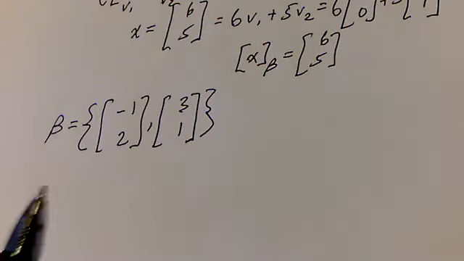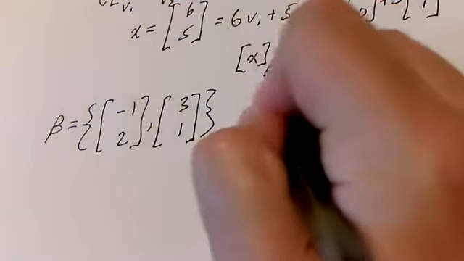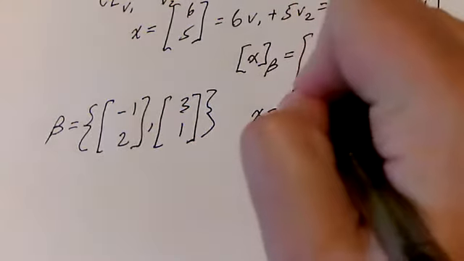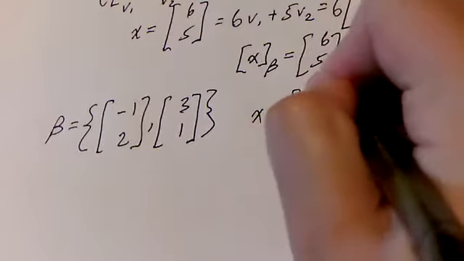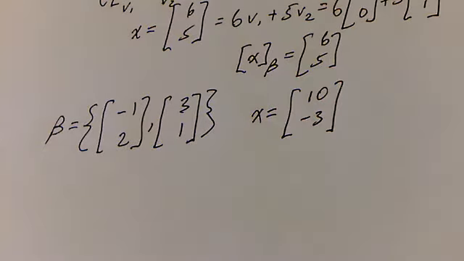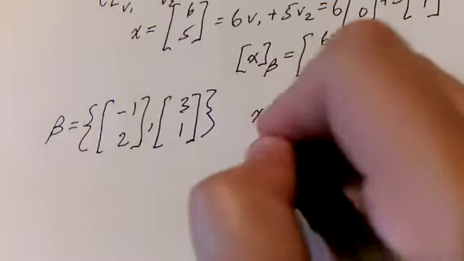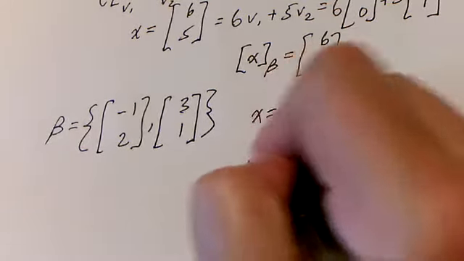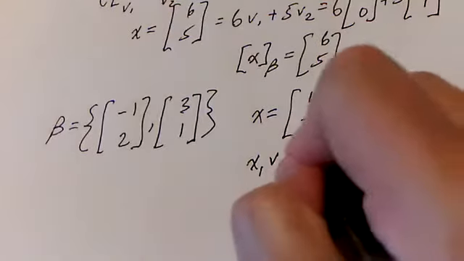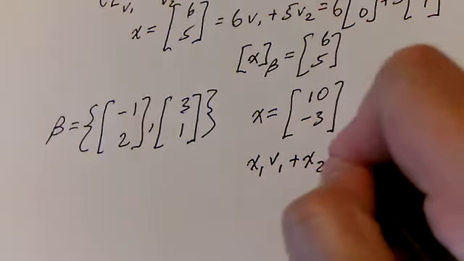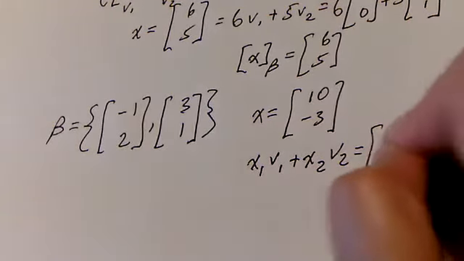So I can treat these as coordinates now, and these coordinates are going to correspond to the vector x equal to (10, -3). I know this covers all of R2, so I know this has a solution. So what I'm looking for is where x1 v1 plus x2 v2 is equal to (10, -3).